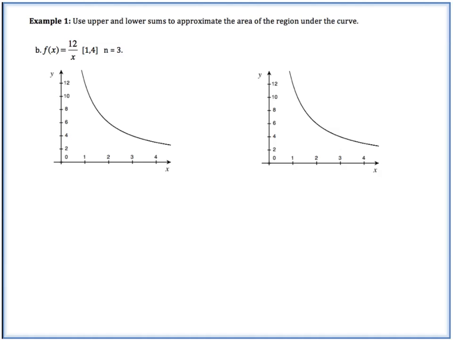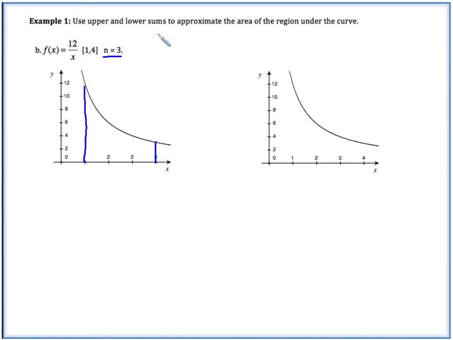Let's try our next example. It says use upper and lower sums to approximate the area under the curve. So now we have our function f of x equals 12 over x, and we want to go on the interval 1 to 4. So let's go ahead and draw that. Here's 1 and here's 4. And now we say that n equals 3, meaning we're going to have 3 subintervals.